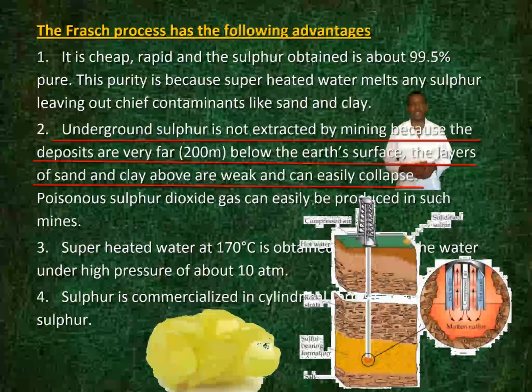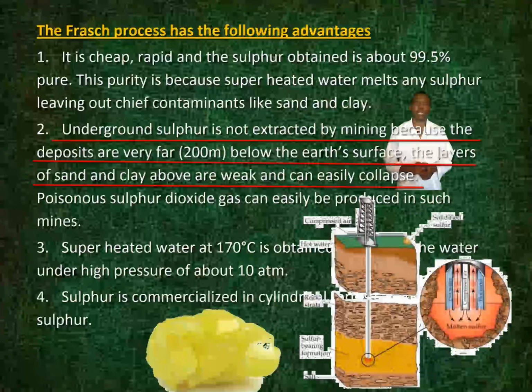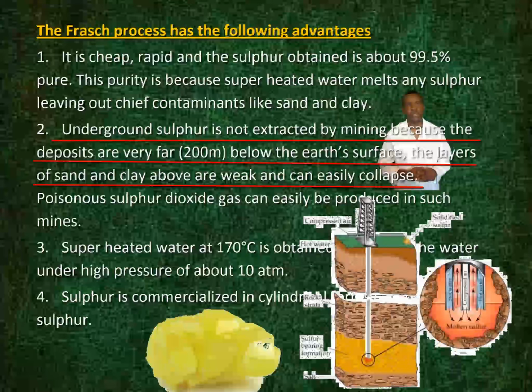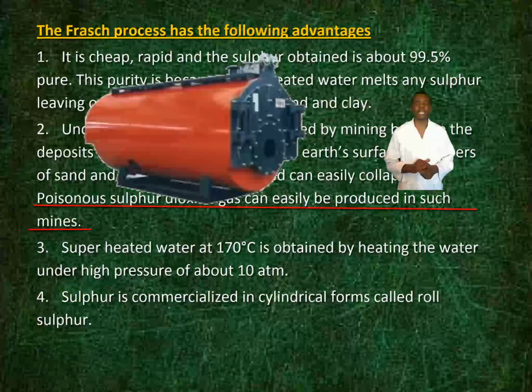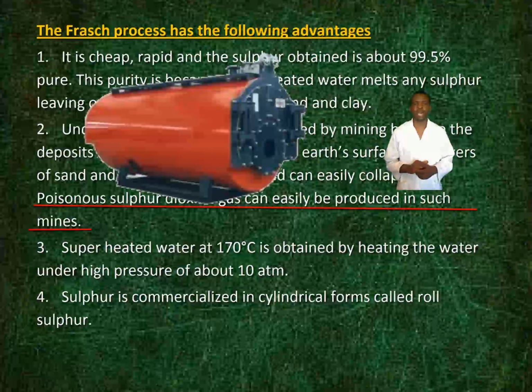Underground sulfur is not extracted by mining because the deposits are very far, 200 meters below the earth's surface. The layers of sand and clay above are weak and can easily collapse. Poisonous sulfur dioxide gas can easily be produced in such mines.